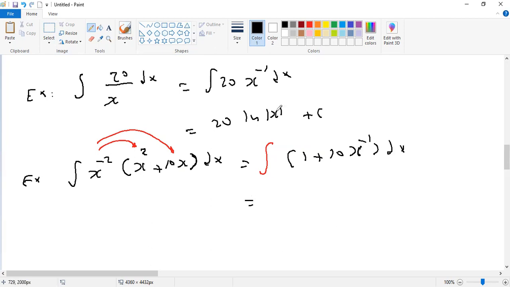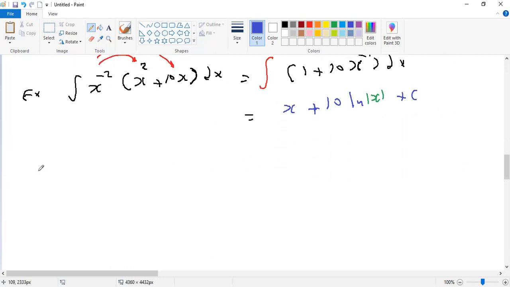So now the answer is the integral of 1. What is the 1? This means x to the power 0, so it will be x. The answer is x, the derivative of x is 1, plus 10 times the integral of x to the power -1, which is ln absolute value of x, plus the constant. This is the answer. So again, if you have multiplication with parenthesis power 1, open the parenthesis and multiply. But if you have power -1, it is this one.